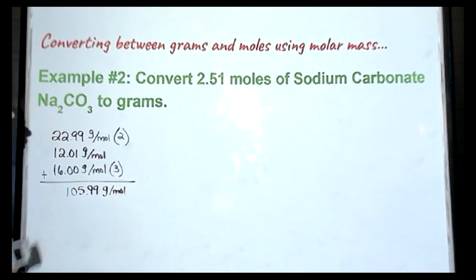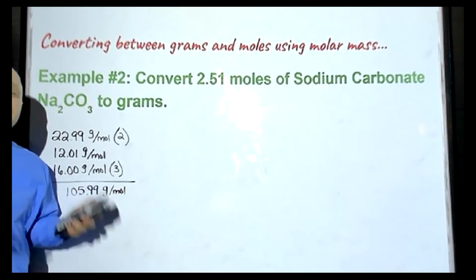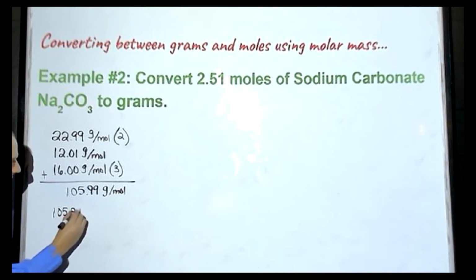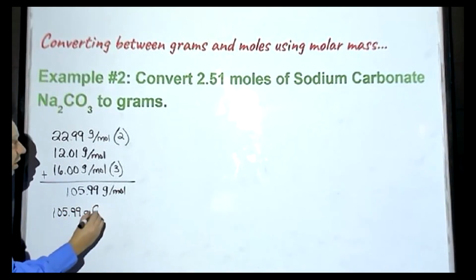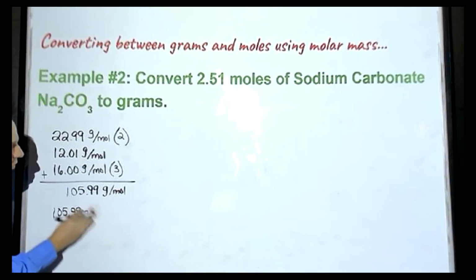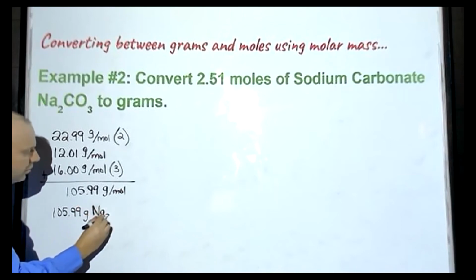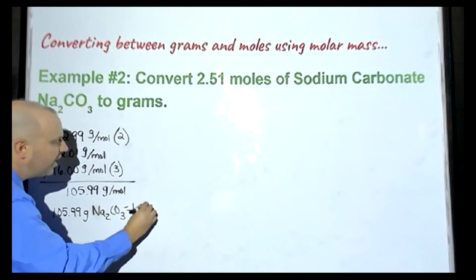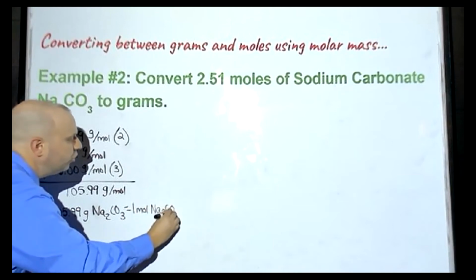grams per mole. Remember what this means. 105.99 grams of Na2CO3 equals 1 mole of Na2CO3.